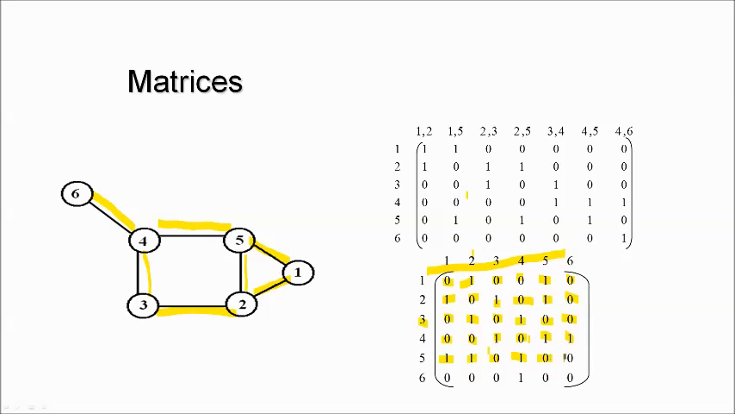Vertex 5 going to vertex 6. Any direct arc or edge? No. So 0. Next, vertex 6. Do we have an edge or arc going to vertex 1? None. 0. Okay, next. Vertex 6 going to vertex 2. Any edge or incident? None. So false. 0. Vertex 6 going to vertex 3. Any direct edge? None. 0. Okay, since it is false.